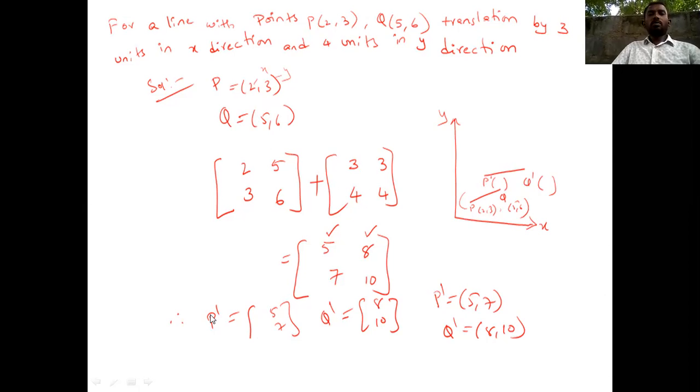So the total translation of the object is nothing but P dash equals 5, 7 plus Q dash equals 8, 10. Here we are considering the x and y directions, and we are taking two points, P and Q. P equals 2 comma 3, and Q is nothing but 5 comma 6.